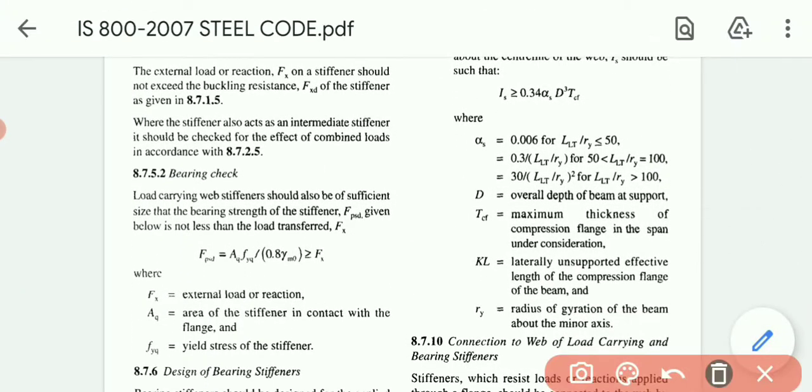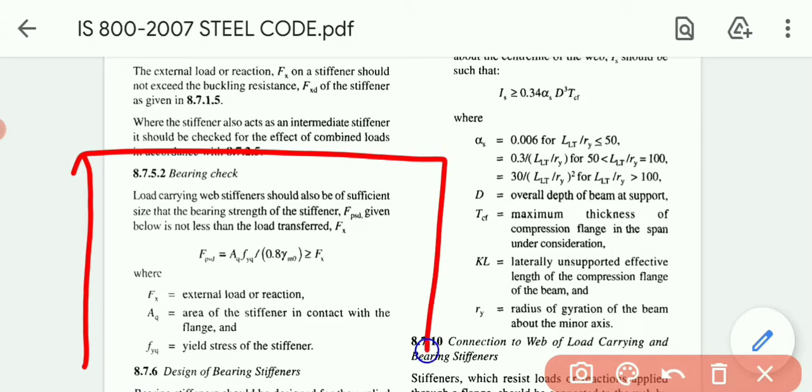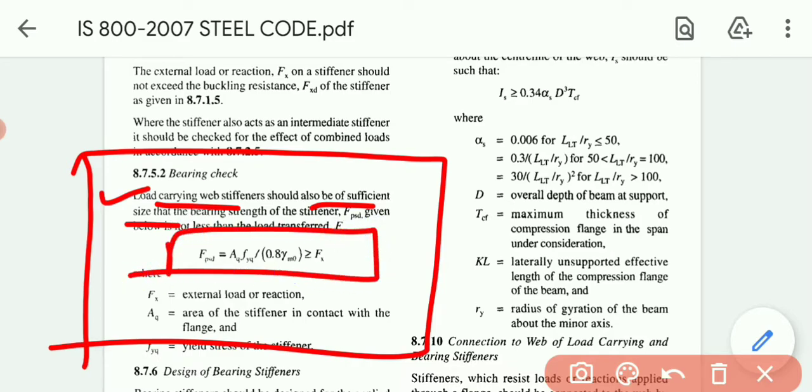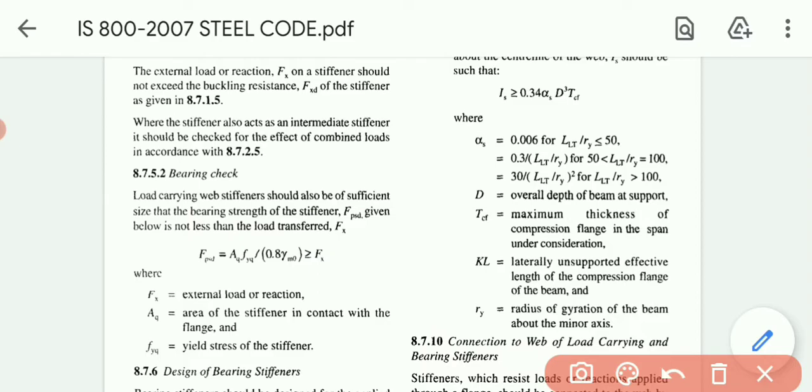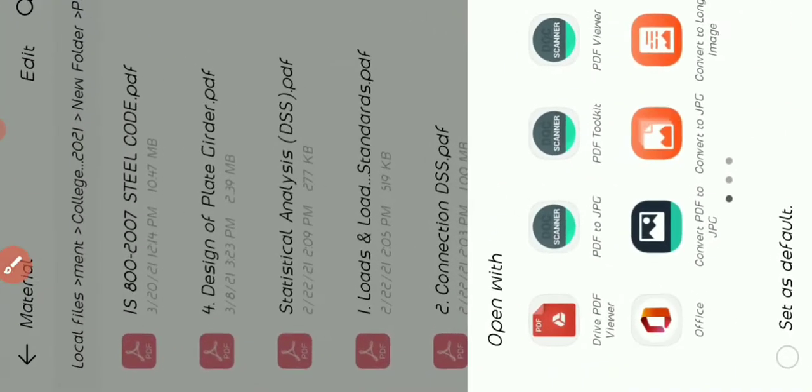See, 8.7.5.2 bearing check. Load carrying web stiffener should be of sufficient size, the bearing stiffener. Then the bearing strength of the stiffener, Fpsd, formula is given over here: Aq Fyq divided by gamma m0 should be greater than or equal to Fx. Fx is the external load or reaction, that is nothing but Vz. Aq is the area of the stiffener in contact with the flange, means area of stiffener. And Fyq is the yield strength of the stiffener, that is 250 Newton per mm square. Okay, so let's get back to the calculation.